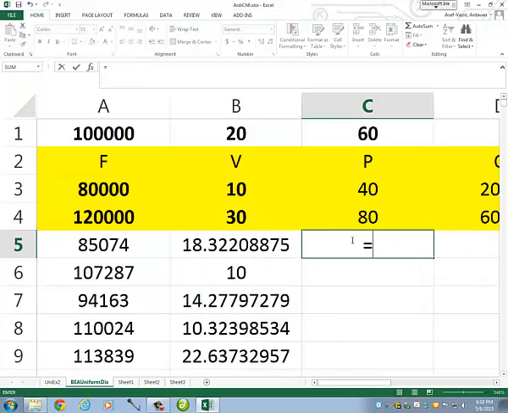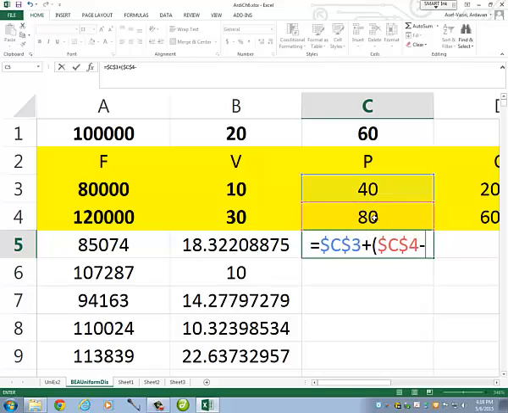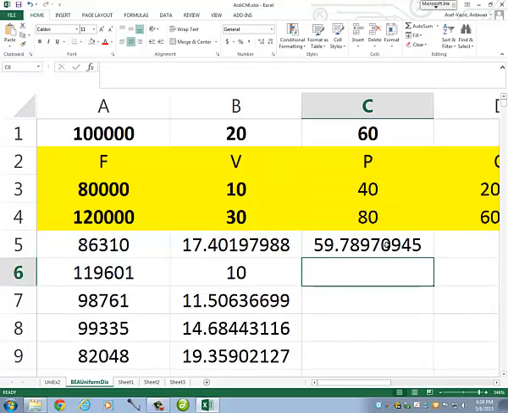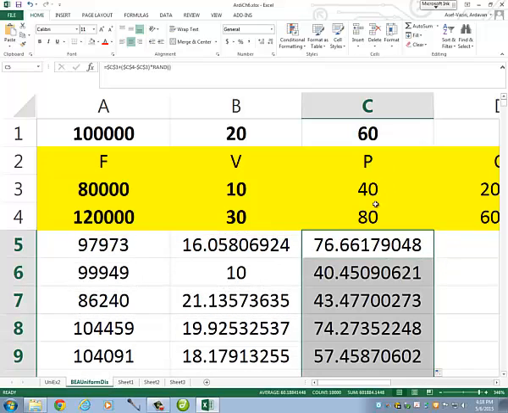I can come here, I say equal to 40, which is the lower limit, lock it, plus the gap, lock it, multiplied by rand. And this is another instance for price, which is between 40 and 80. If you look at all these numbers, they are between 40 and 80.